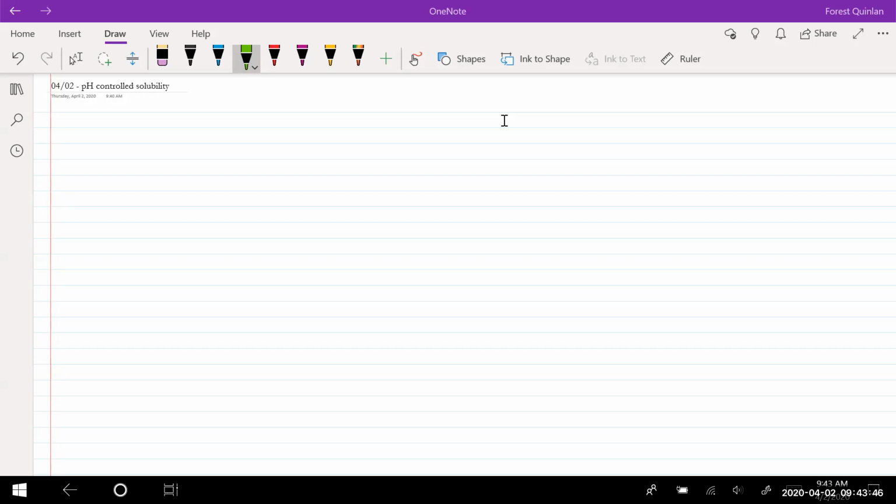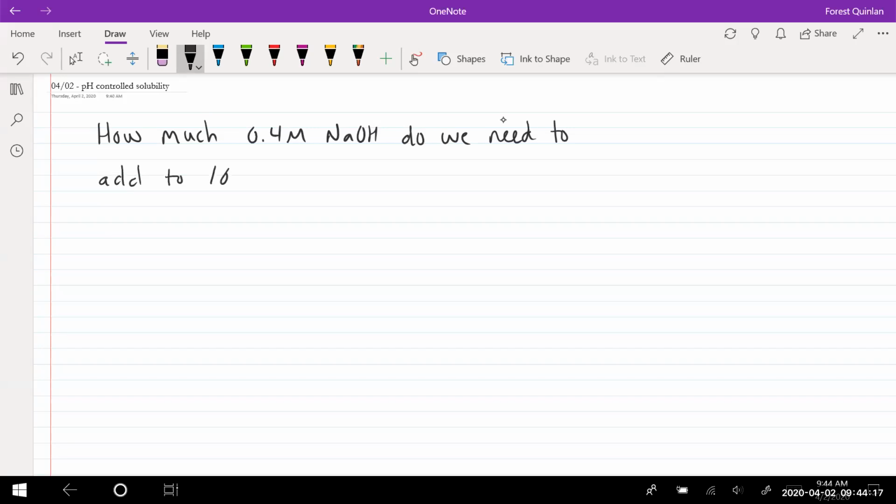Let's see. How much 0.4 molar sodium hydroxide do we need to add to 100 mils of 1 molar phosphoric acid to make a buffer of pH 7?